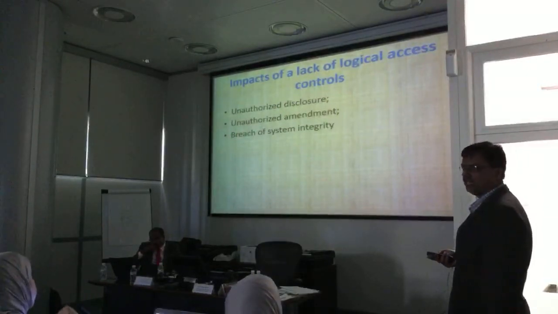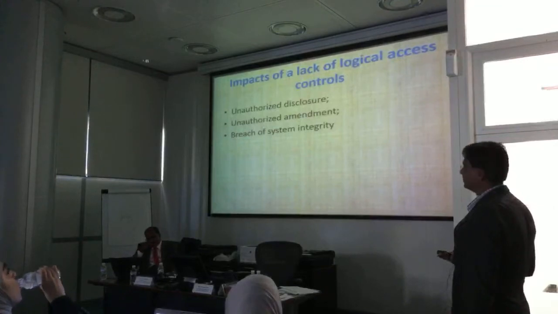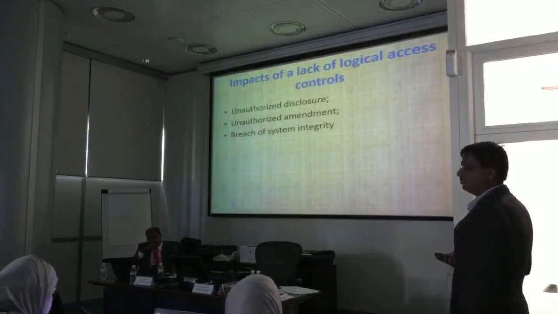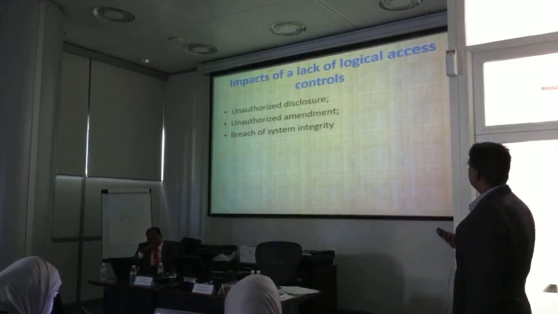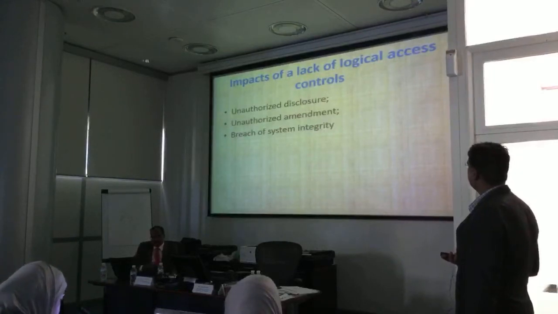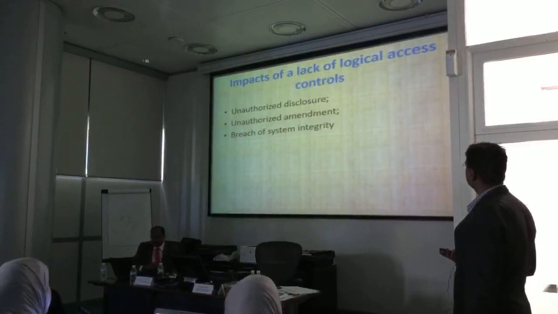Impact of lack of logical access control. No need to say, the impact will be very immense. Unauthorized disclosure, unauthorized amendment, breach of system integrity.